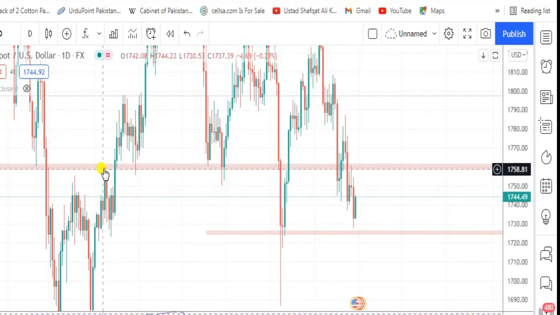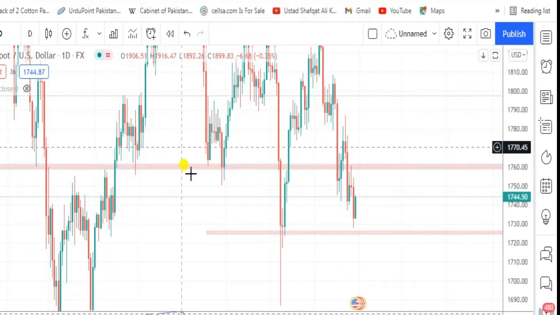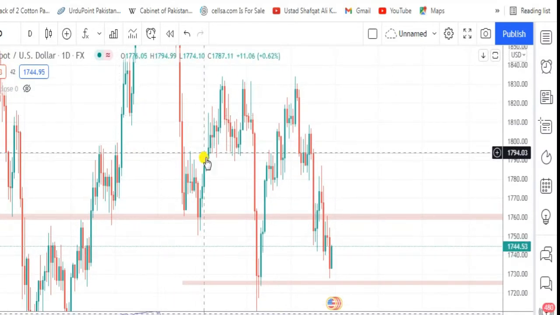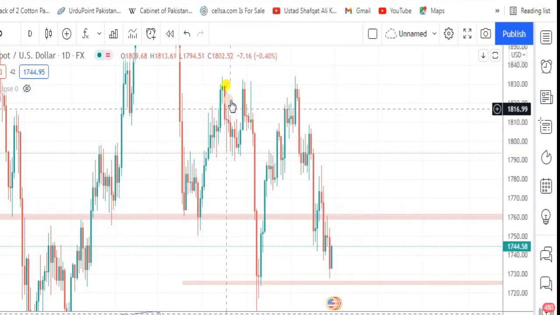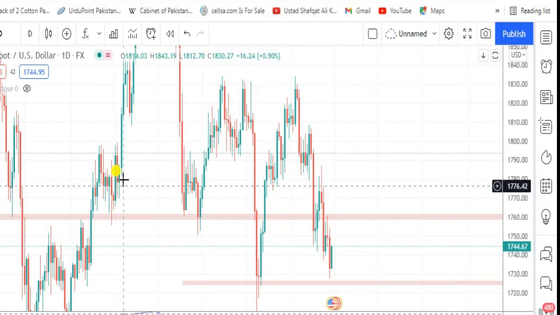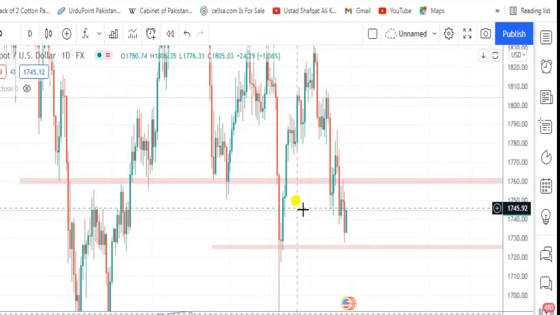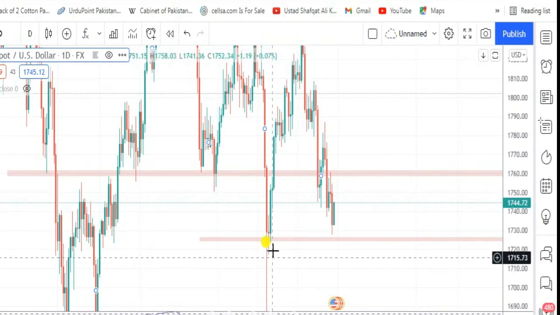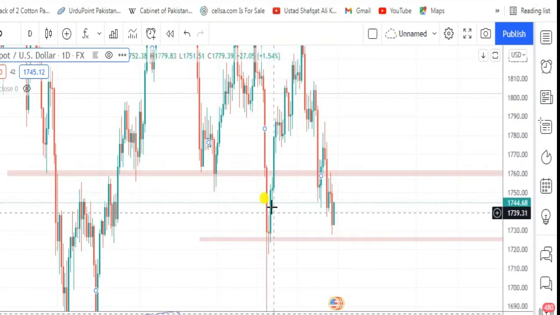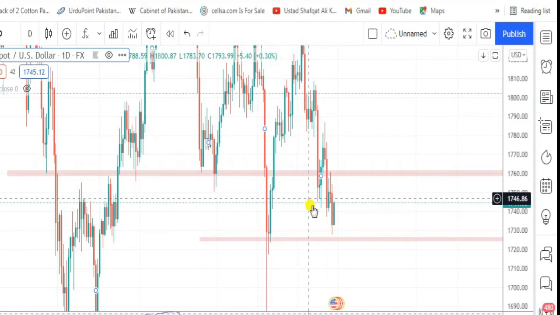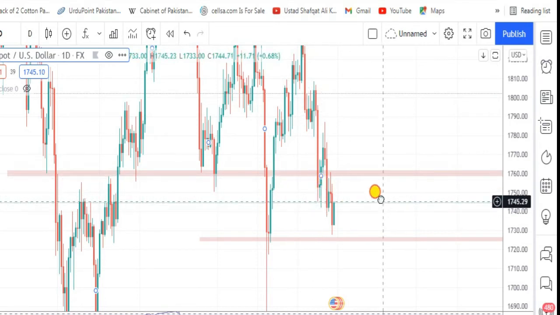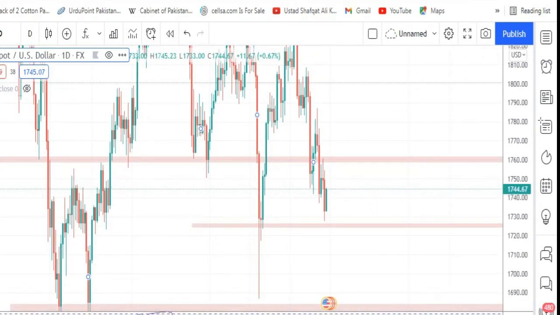As you know, whenever the market breaks that level, then the market moves towards the upside, then gives a little bit of a retest, and after that again moves towards the upside. Before that the market gave a fake breakout and created an M pattern, and now again the market is falling. So right now the market is in proper selling momentum.